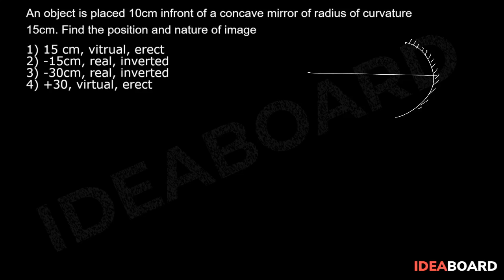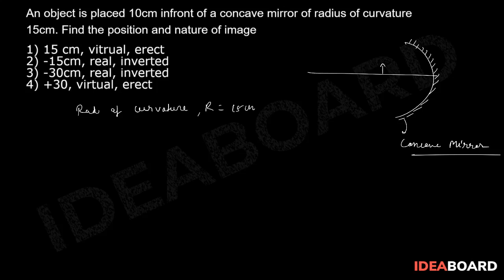So we have a concave mirror. Right? Now they have given an object is placed at 10 centimeter in front of it. So let's say the object is placed 10 centimeter like this. Now radius of curvature is 15 centimeter. Radius of curvature r is equal to 15 centimeter.